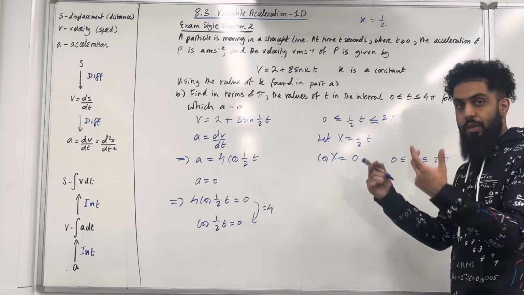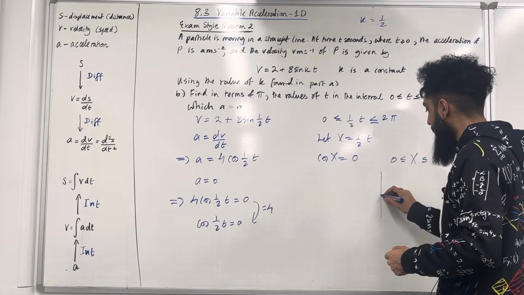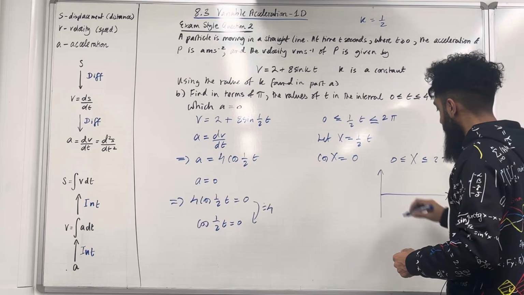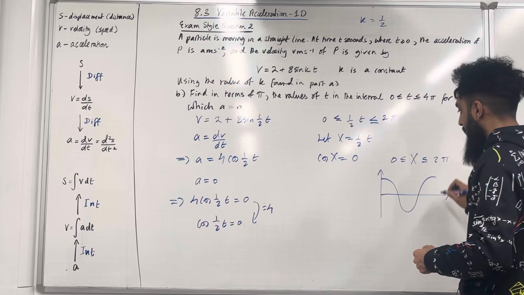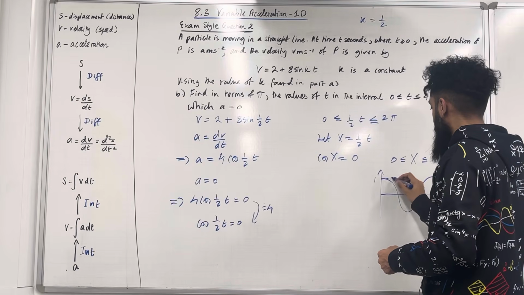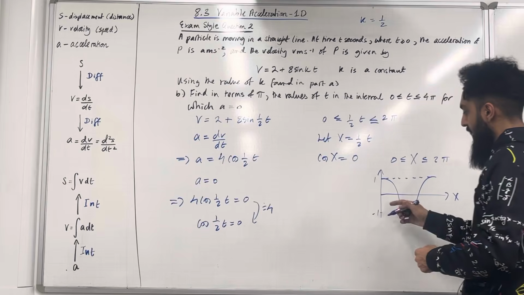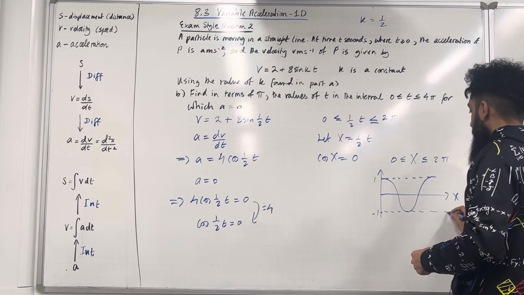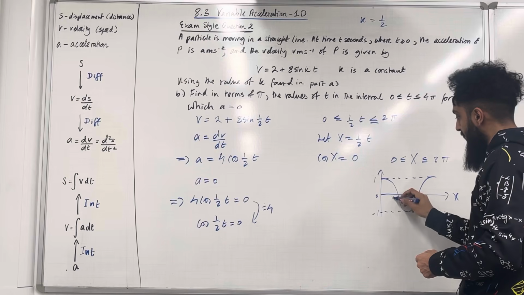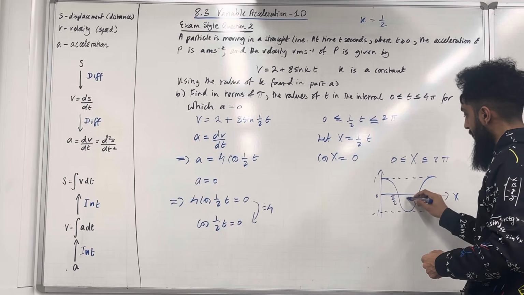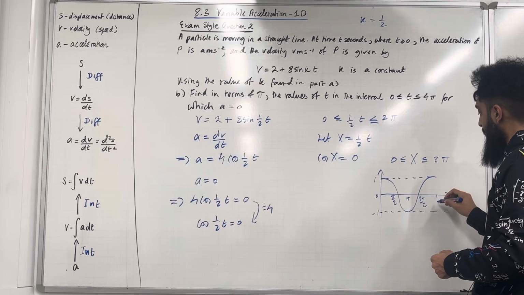We can sketch the graph for y equals cos x, and if we do this, we get the following graph. This is the x-axis. We've got our cosine graph, maximum at 1, minimum at -1. This part over here is 0, pi over 2, pi, 3 pi over 2, and 2 pi.